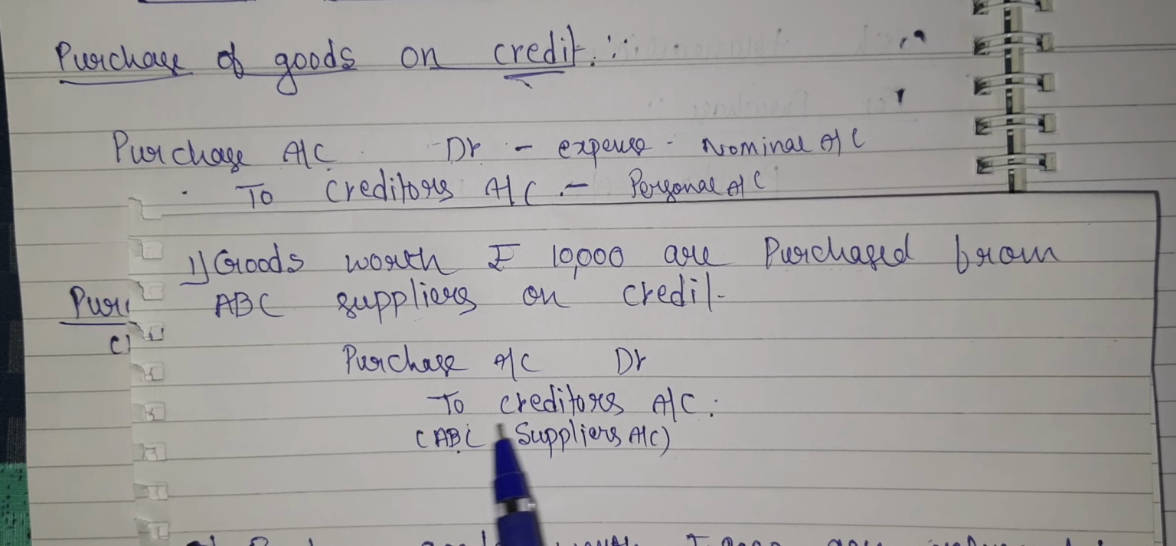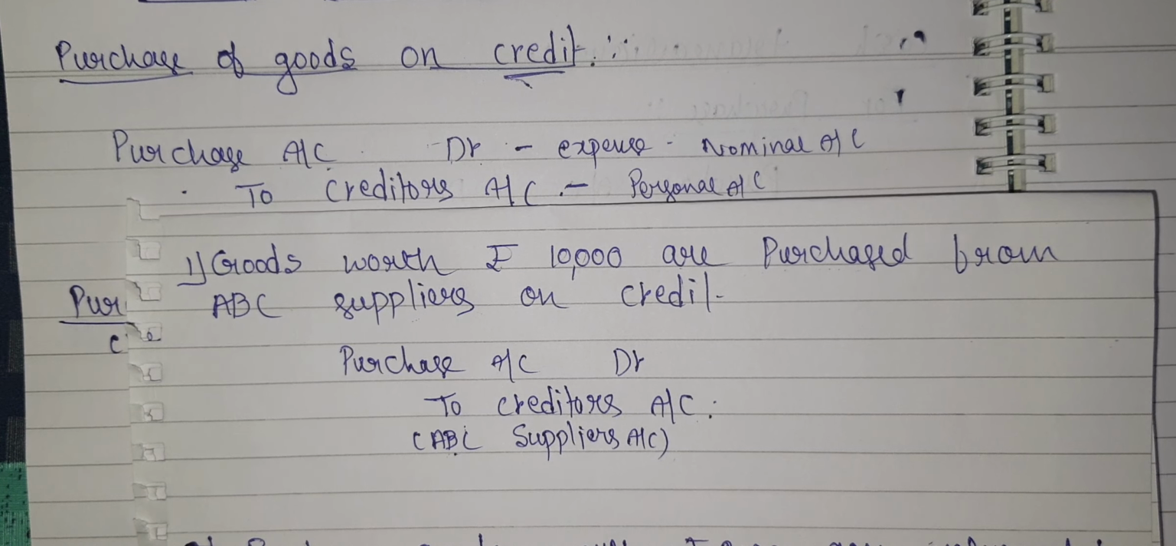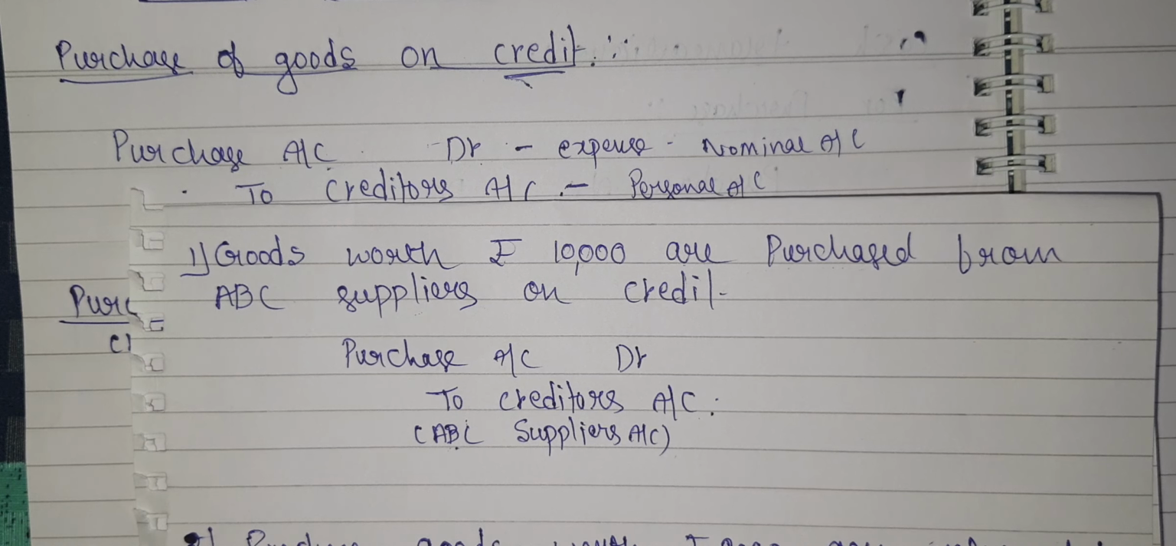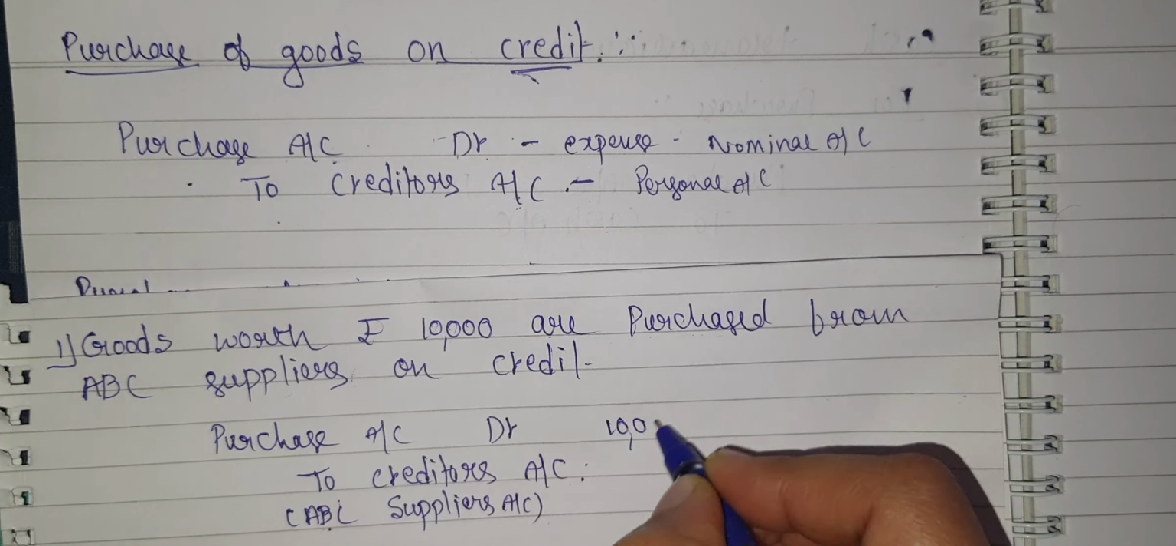This creditor's account represents the person or entity, so it falls under personal account. The rule is credit the giver. He is giving the goods. That is rupees 10,000.